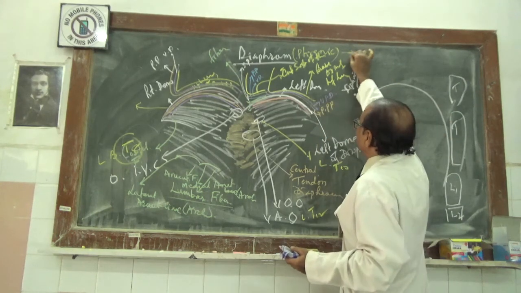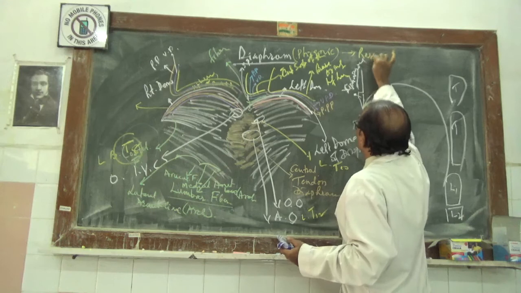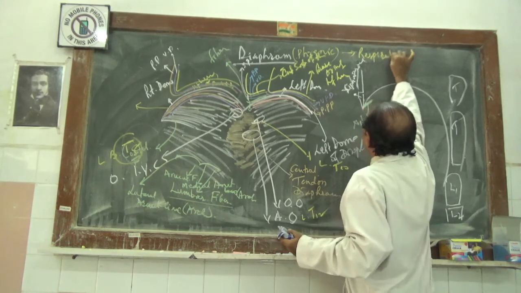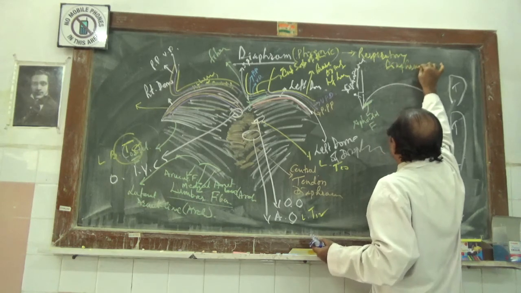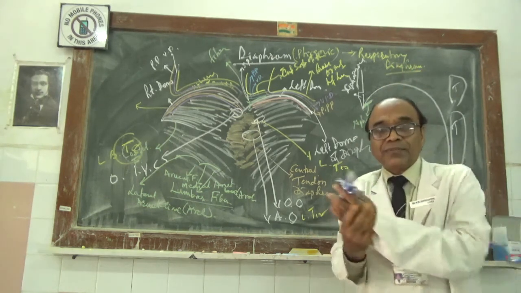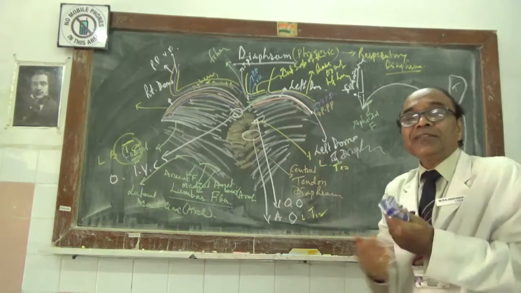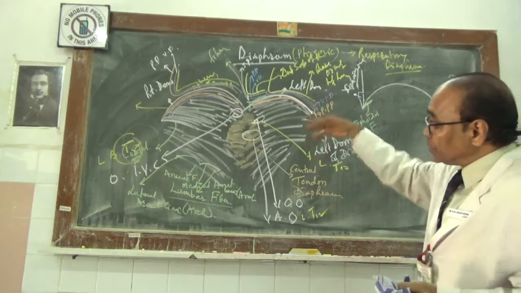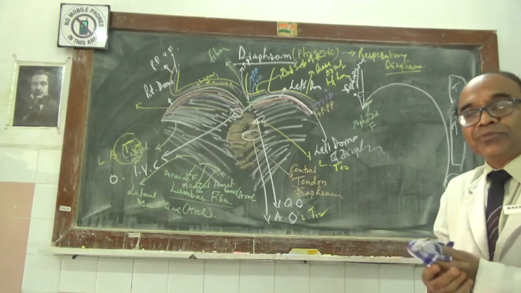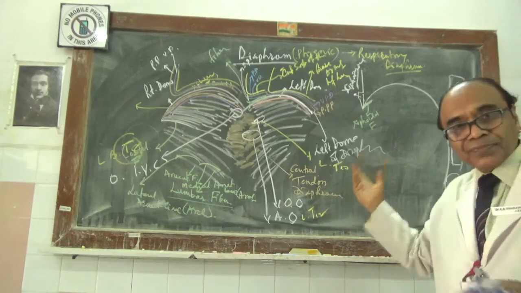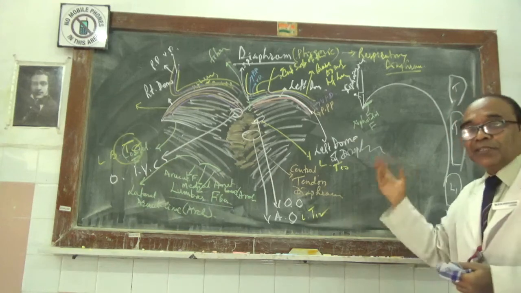Then it is also called the respiratory diaphragm. Now what is the applied anatomy of this? If it is paralyzed, there will be some disturbance in respiration. That is another applied anatomy I am talking about.